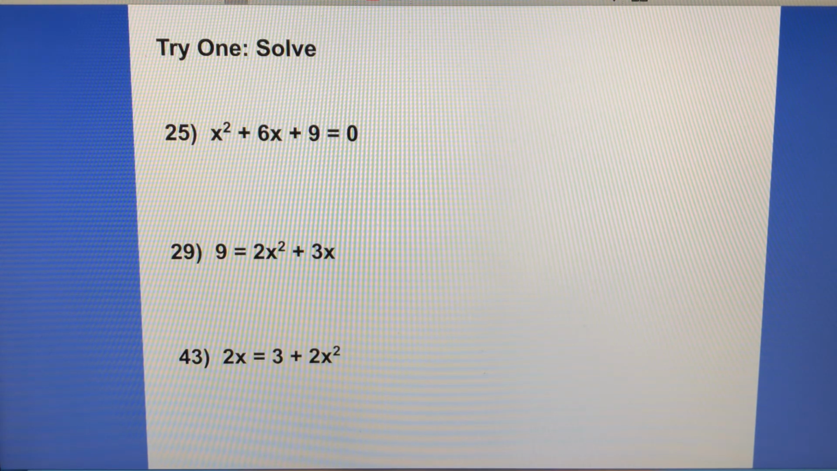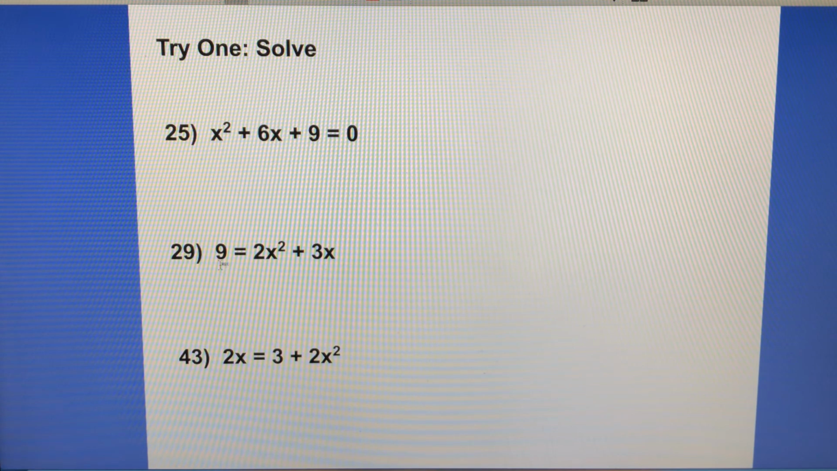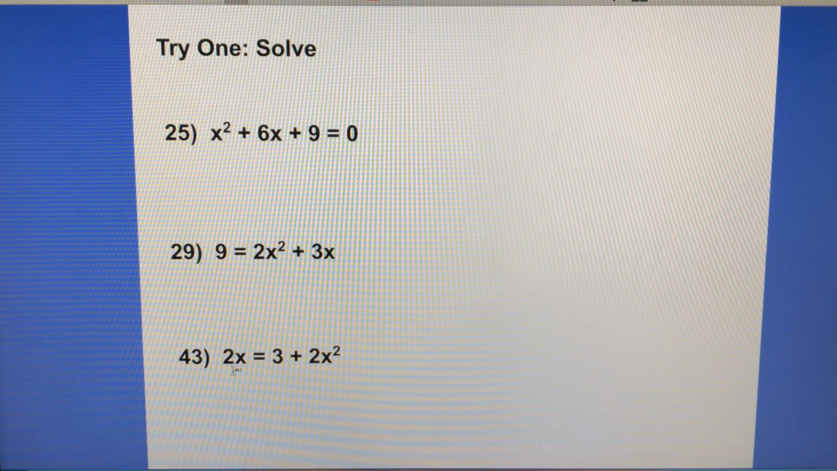These you're on your own. I'm going to give you the answers, but I don't show you the work, so I need you to figure them out. Notice that this 9 is on the other side. You're going to have to subtract 9 from both sides so that it's equal to 0, and you're going to have to subtract this 2x from both sides to make it equal to 0. And you're going to have to write this formula in order. You're going to need to clean it up.